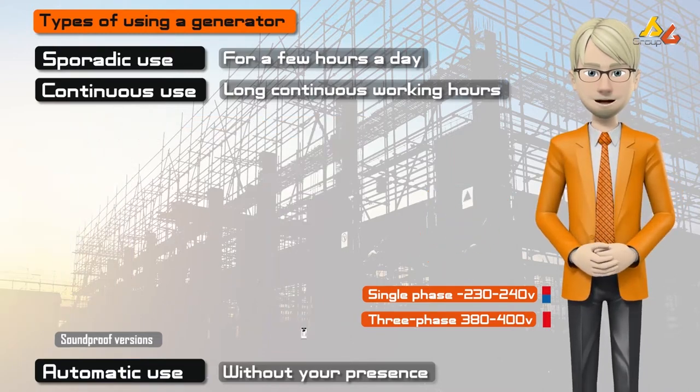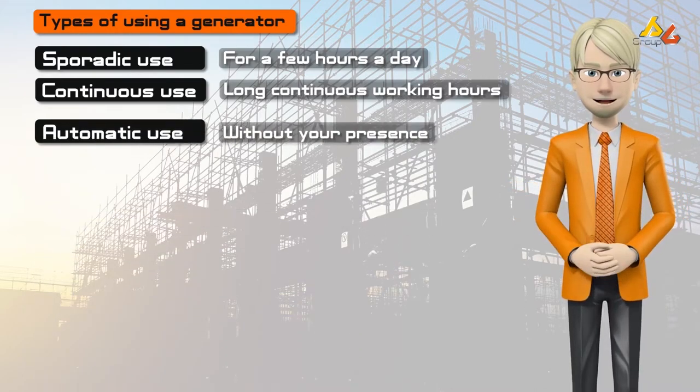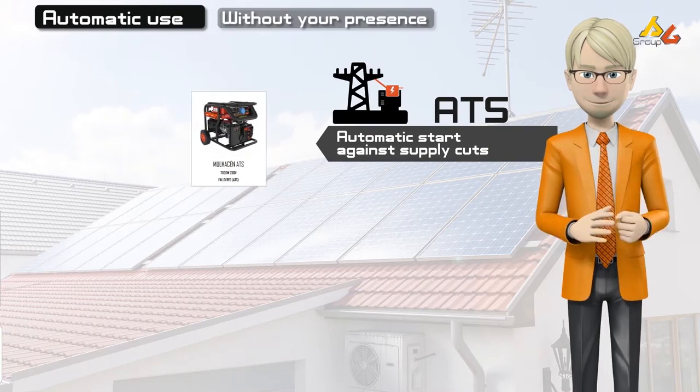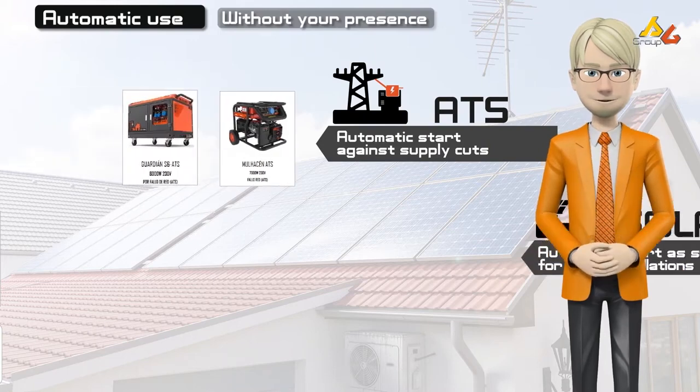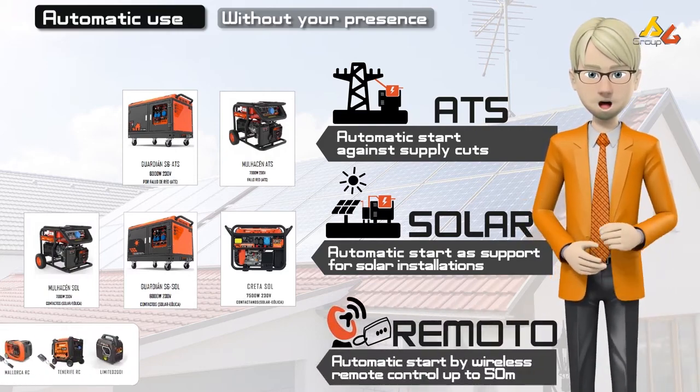Finally, we will find customers who require automatic generators that can be used conventionally. They can start or stop by themselves and will often be installed for protection against possible power outages and as an auxiliary source of load in photovoltaic installations.